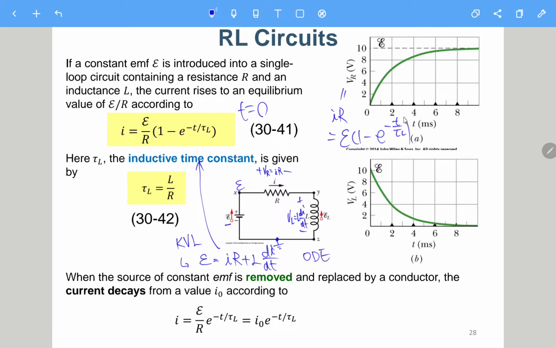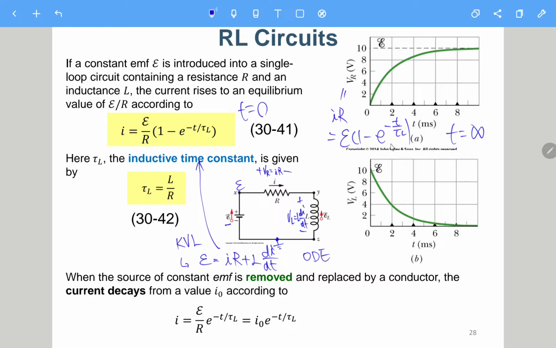And if we consider t to be infinity, this exponential to negative infinity will be 0. And it becomes 1 minus 0, which is 1 times E. So this is E. And then it is an exponential decay, or exponentially settling.